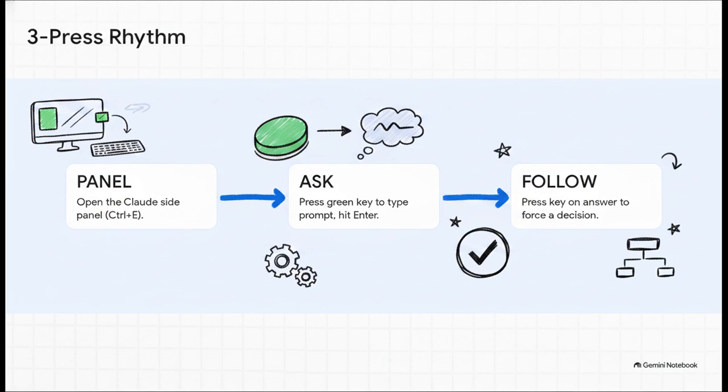Here's the tutorial. Step 1, you press the panel key. Boom, the Claude side panel opens right next to your active page. Step 2, press an Ask key. That's a green button that instantly types out your complex prompt. Hit Enter, and the AI reads the page. Step 3, press a Follow key on the AI's answer to force a concrete decision. Just 3 simple presses, and you're done.